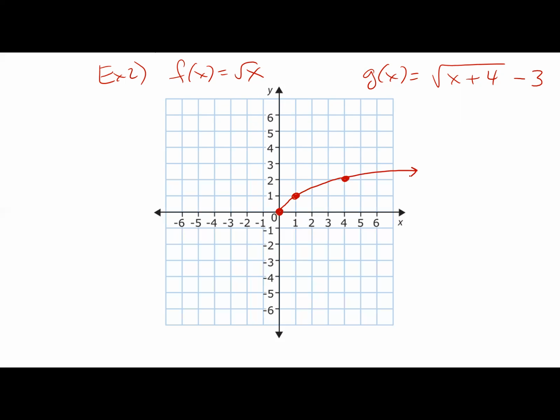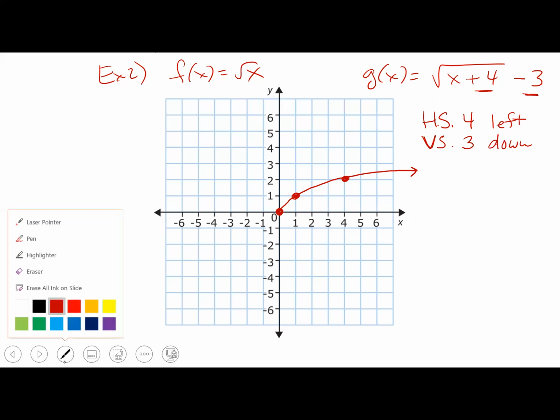So what's happening here and here? I have a horizontal shift of 4 units to the left, because it's positive. I have a vertical shift of 3 units down. So can you do that for each one of those 3 points that we just graphed? Can you shift each one of those points 4 to the left and 3 down? And we have ourselves our next graph.